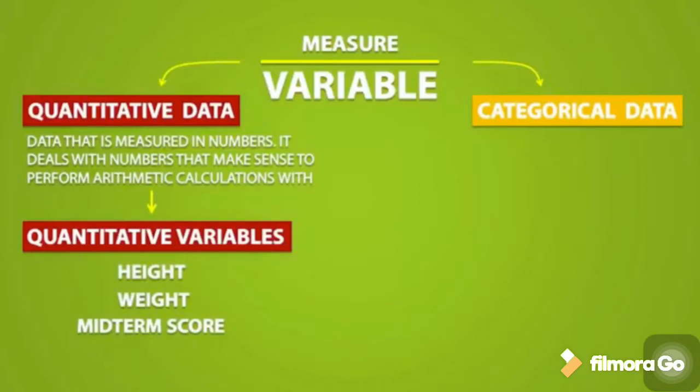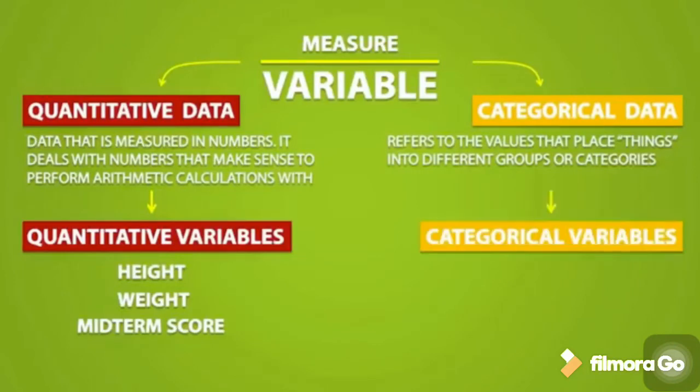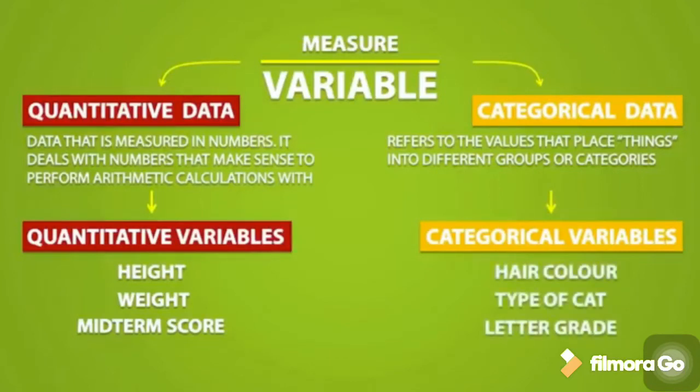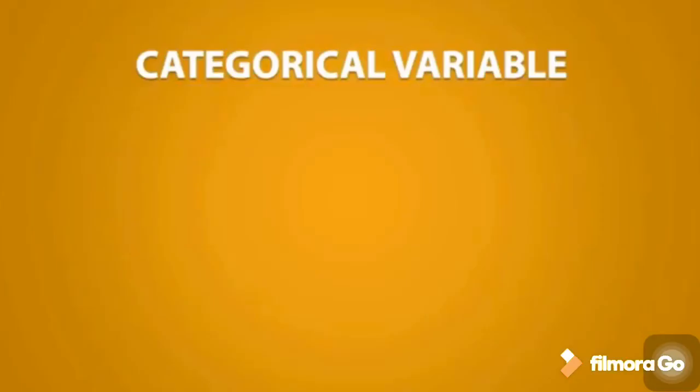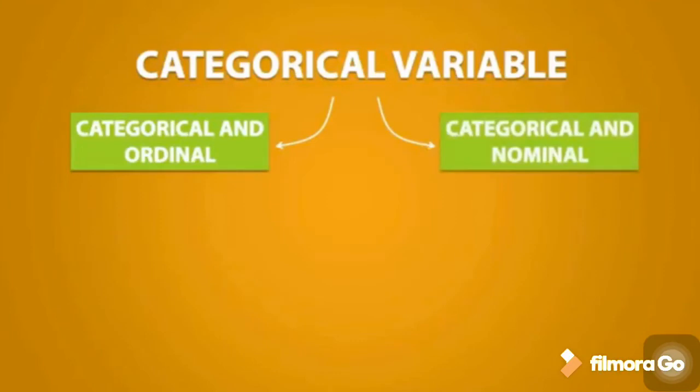On the other hand, categorical data refers to values that place things into different groups or categories. Categorical data comes from categorical variables. Examples include hair color, type of cat, and letter grade. There are actually two types of categorical variables. There is categorical and ordinal, and categorical and nominal.